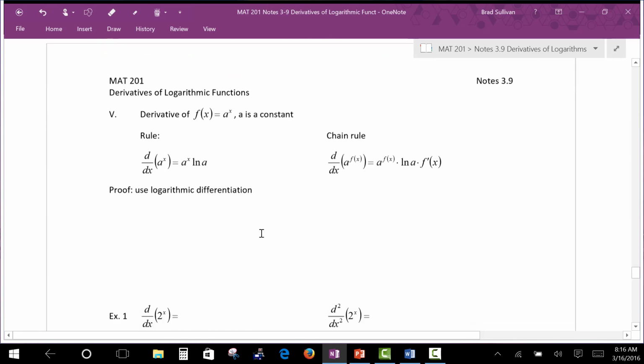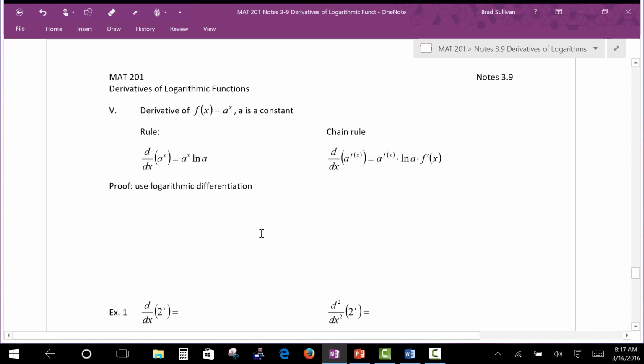I'm going to look at these rules right here, and develop a couple more rules. What we're going to look at is if you have a function of this type, something like 2 to the x, 10 to the x, or whatever. a is just some sort of constant, even if it was square root of 2 to the x. We can do the derivative of that.